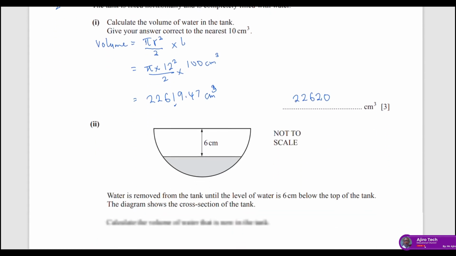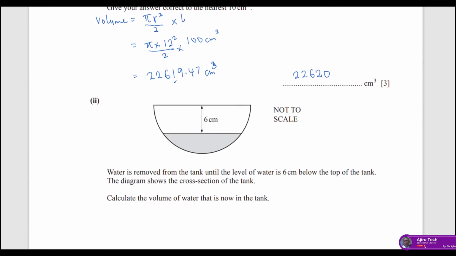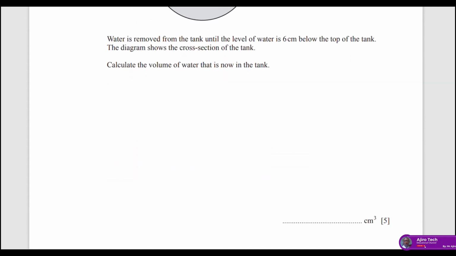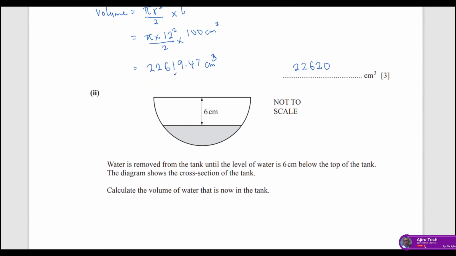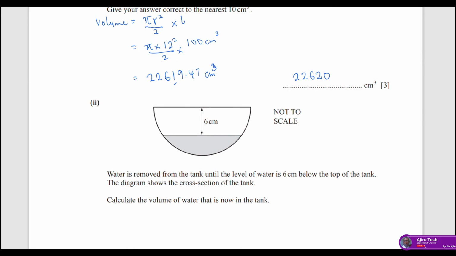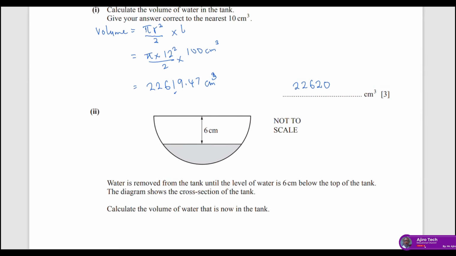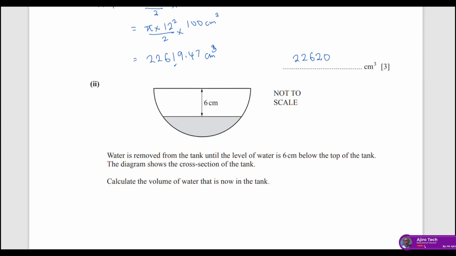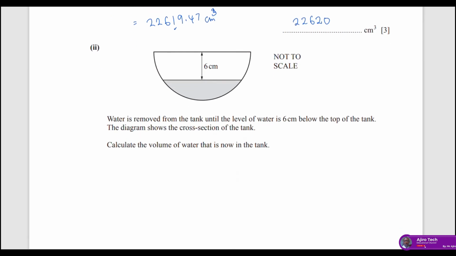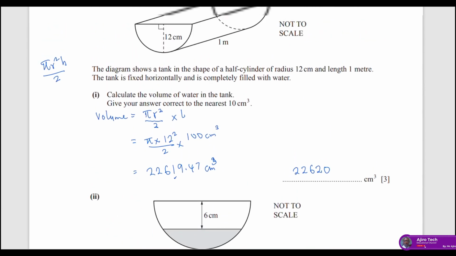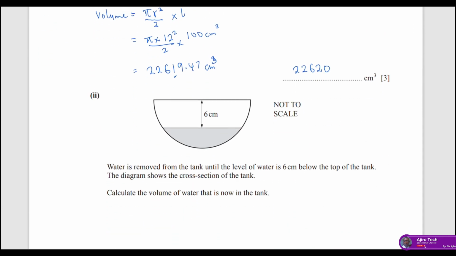Now, the next question. This next question should be 5 marks. Water is removed from the tank until the level of water is 6 centimeters below the top of the tank. Calculate the volume of water that is now in the tank. We need to know that if this is 6, the radius is 12. So remaining here is 6, but let us know that this is still 12 here.